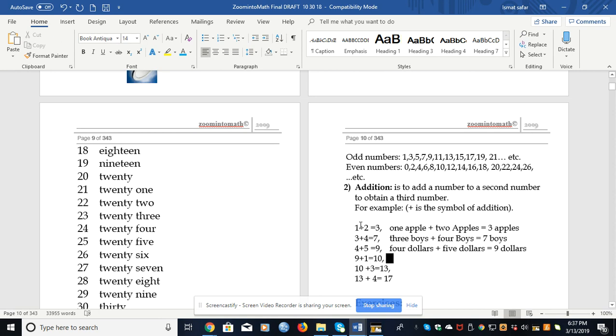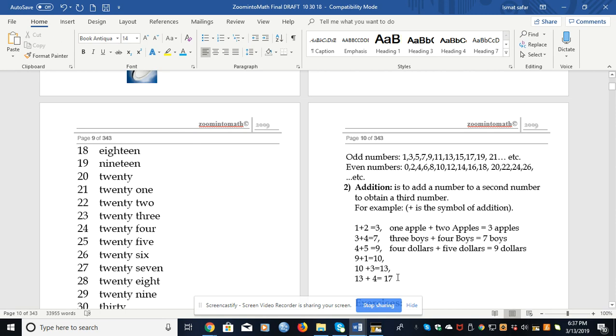1 apple plus 2 apples equal 3 apples. So 1 plus 2 equals 3. 1 book plus 2 books equals 3 books. 3 plus 4 equals 7. 4 plus 5 equal 9. 9 plus 1 equal 10. 10 plus 3 equals 13. 13 plus 4 equals 17.